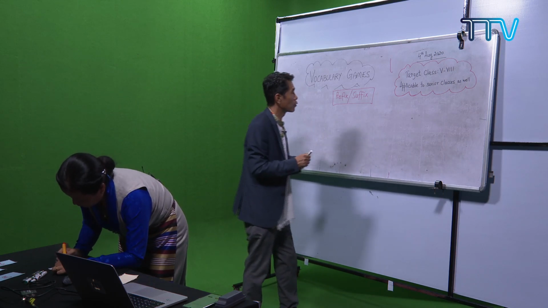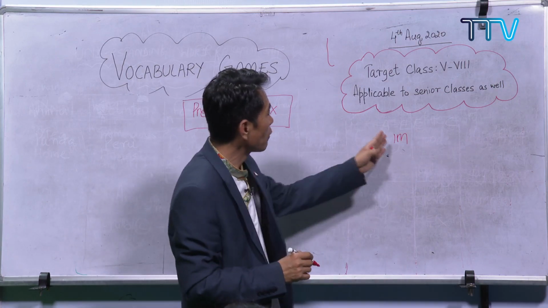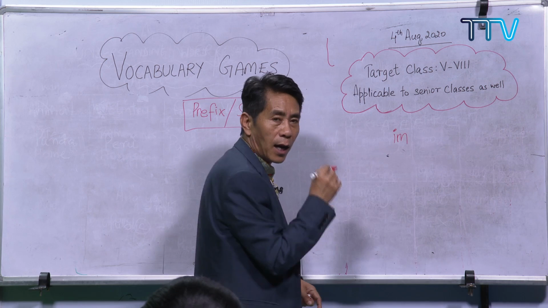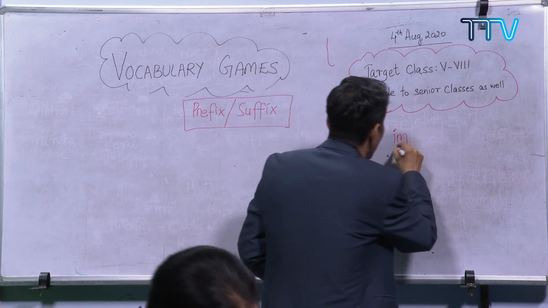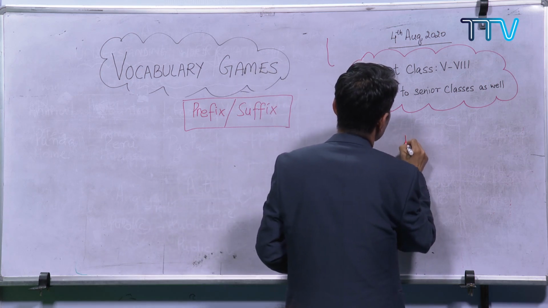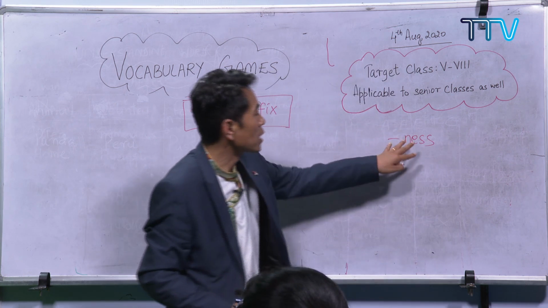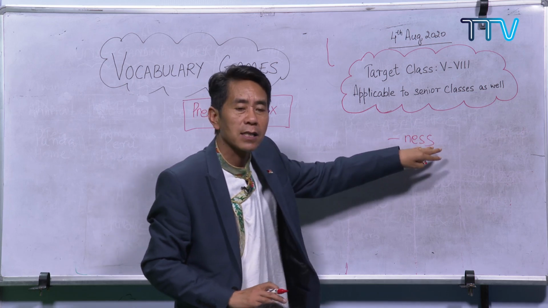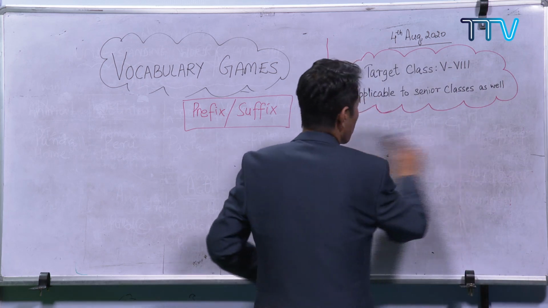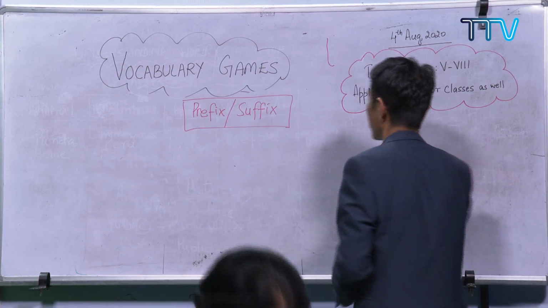For example, I will just give you an example. If you get im, that is the prefix, so you have to keep on writing all the words having im. And if you get one suffix, for example ess, you have to write all the words which have the ess suffix. That is what we are going to do. And you can also play this game with your siblings or your family or your friends.